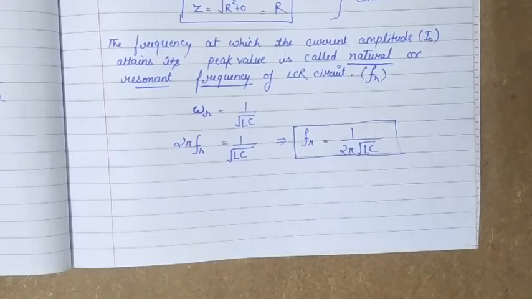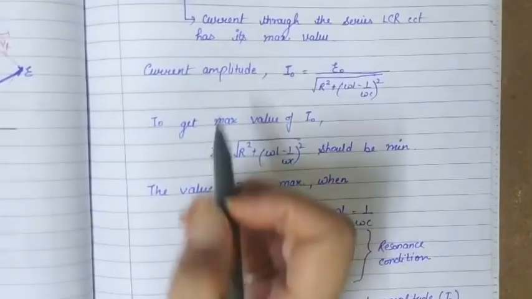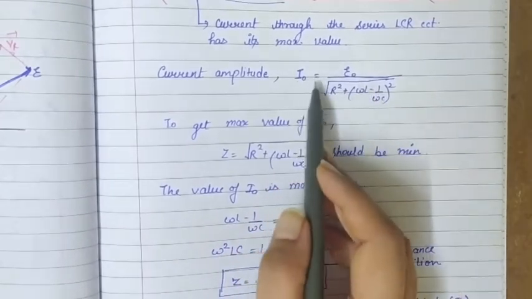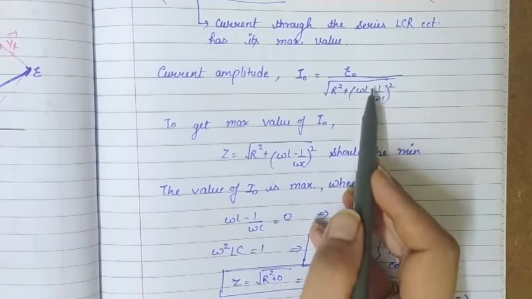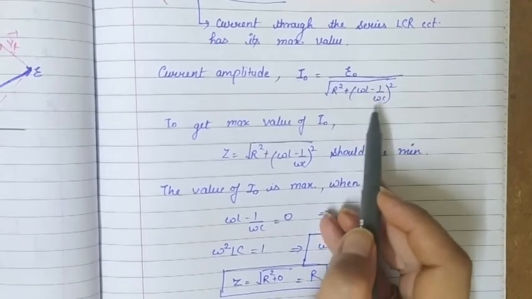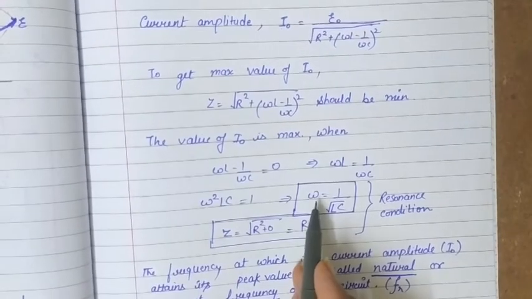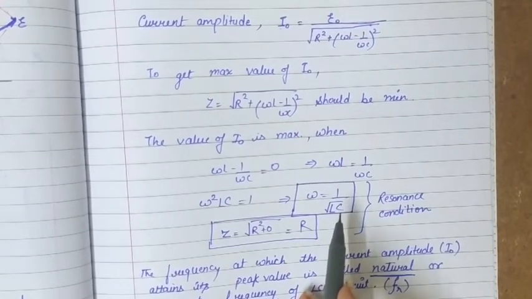for that LCR series circuit. We know that the value of I naught is epsilon naught upon under root R square plus (omega L minus 1 upon omega C) whole square. And to get the maximum value of current amplitude, the peak value, we can get it by reducing this value, and for that we have only one choice, putting this equal to 0, and by putting it 0 we get the value omega is equal to 1 upon root LC.